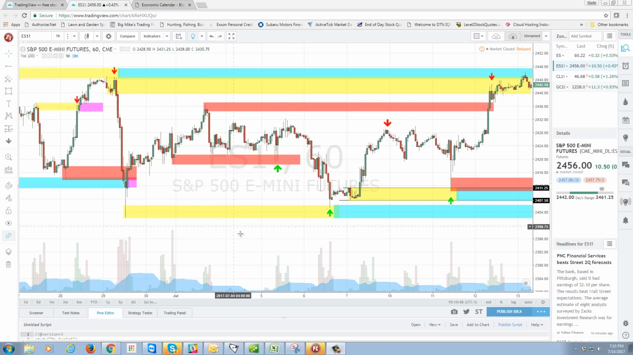So again, this is based off the hourly chart. As you can see, this chart goes from about the 27th of June through the 13th of July. So we've got a good 2 weeks. Now during that 2-week period, just trading off of supply and demand zones from the hourly chart, you've only got 7 trades. So that's an average of 1 trade every 2 days.